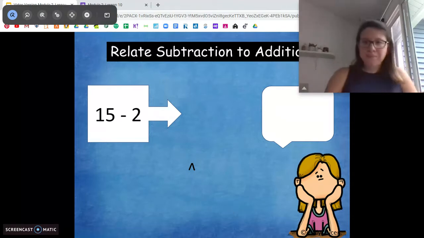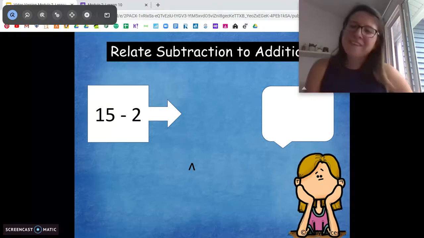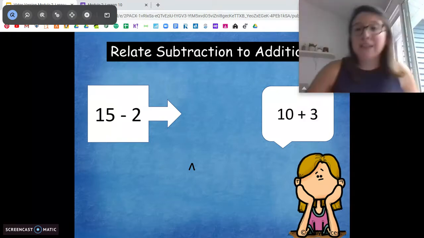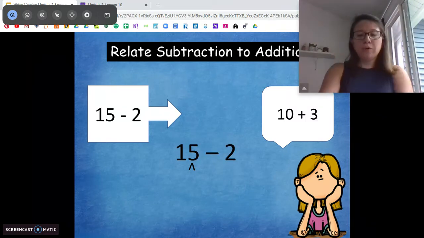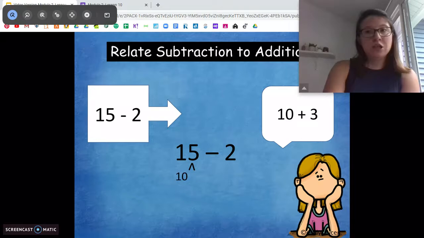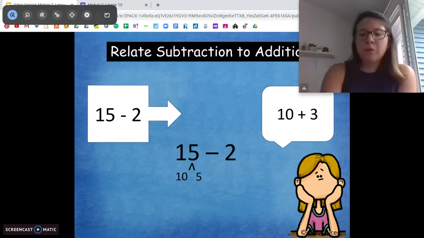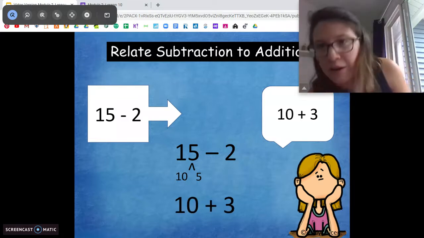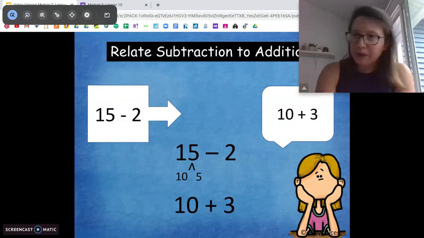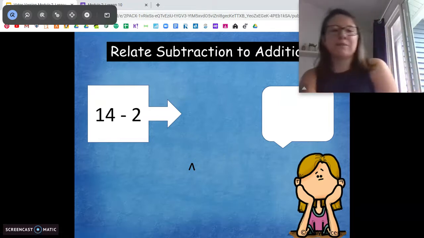Awesome work. Try this one. Pause. Do it on your own. Ready? 15 minus 2 turns into 10 plus 3. Here's how. Start with 15, decompose into our group of 10 and 5 extra ones. Take our ones. 5 minus 2 is 3. So we add in our extra 10 to the 3. And we get the same as 15 minus 2. And we get 13. Awesome.